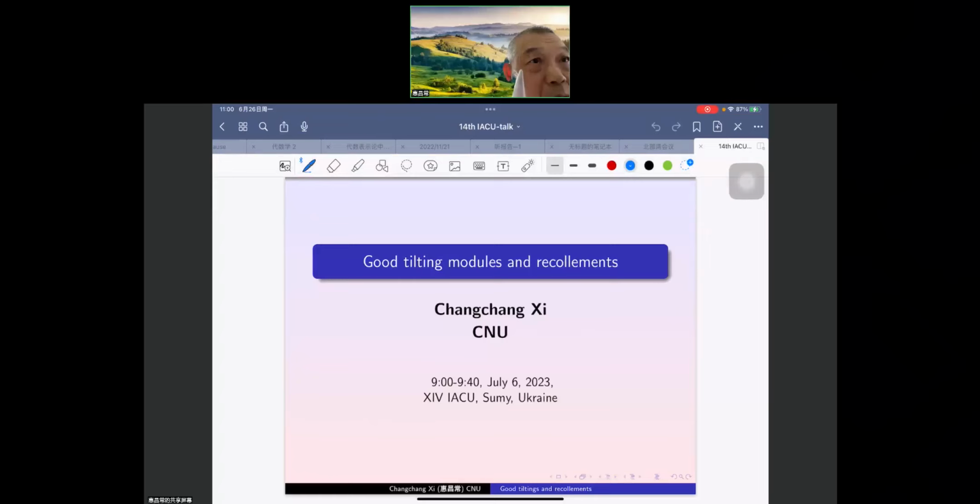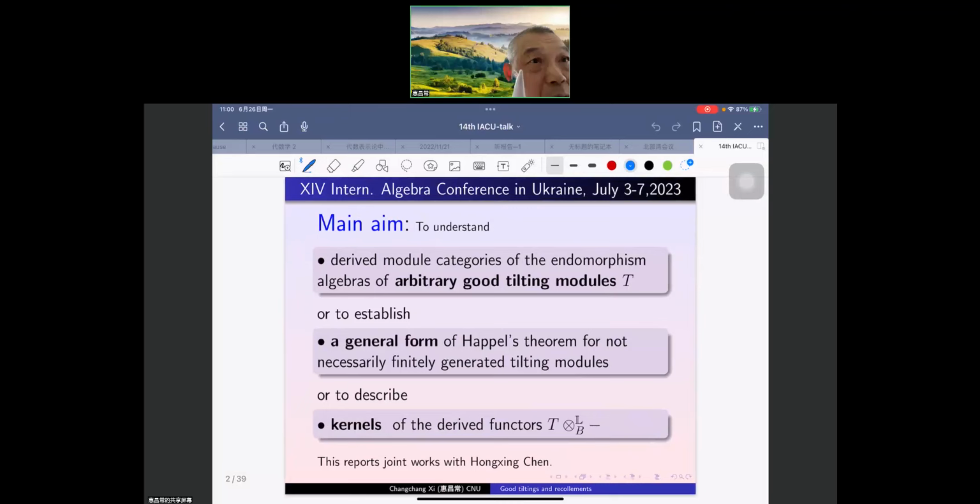So today, I'm going to speak about good tilting modules and recollements. This is our recent joint work with Hongxin Chen, and the main aim of this talk is to understand the derived module category of the endomorphism algebra of arbitrary good tilting modules. The notion of good tilting modules I will introduce in a few minutes. And the main aim is to establish a general form of Happel's result for not necessarily finitely generated tilting modules.